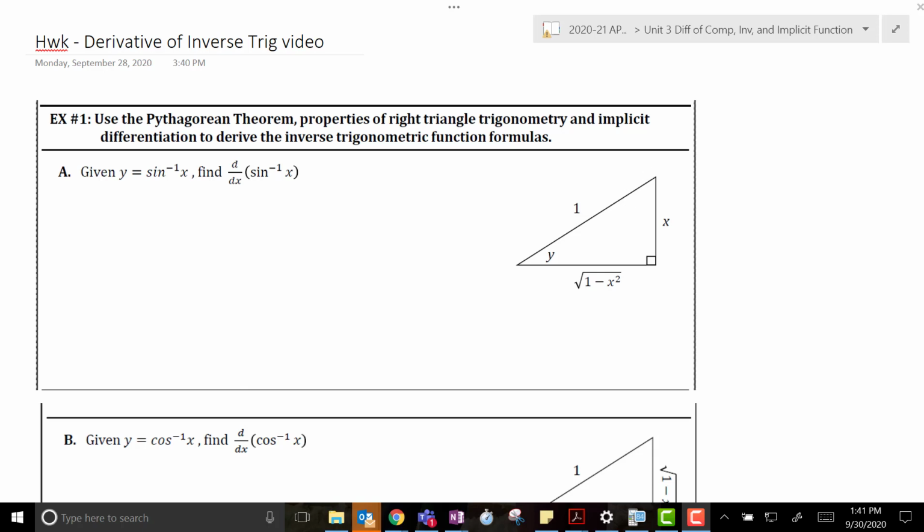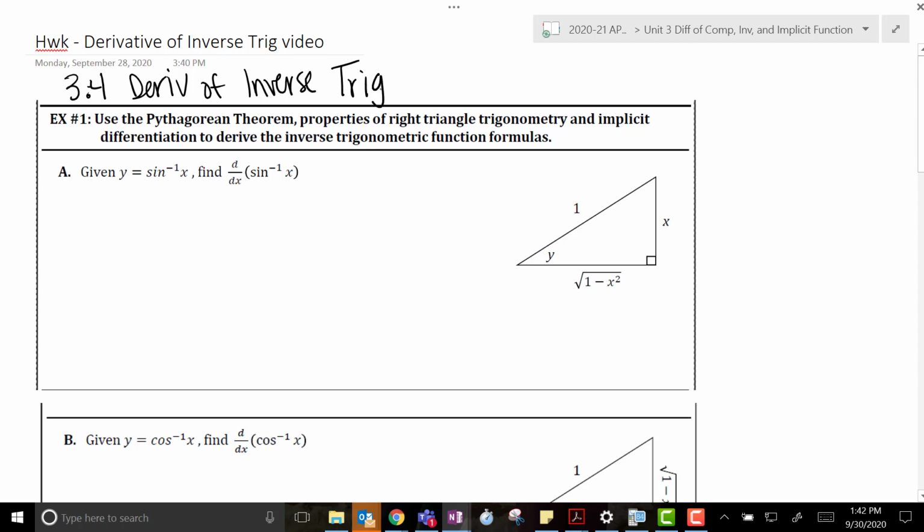All right, guys, today we're going to be looking at the derivatives of inverse trig functions. So this is 3.4, derivatives of inverse trig. So make sure you have that written in your notes and you are ready to go here.